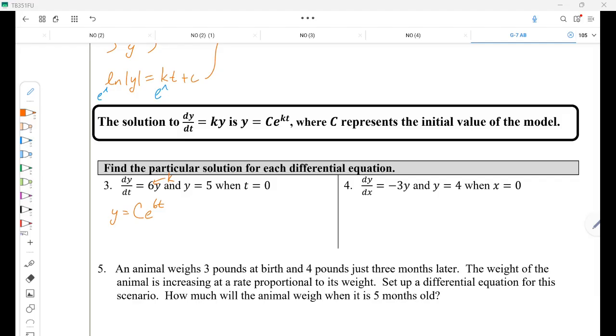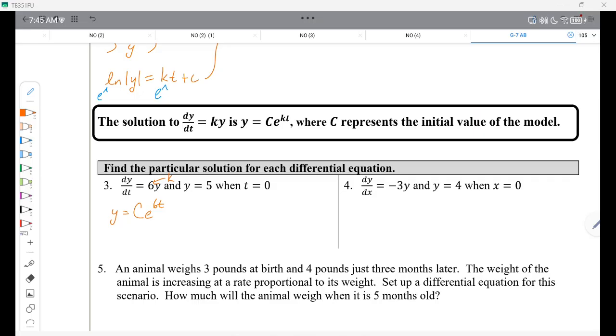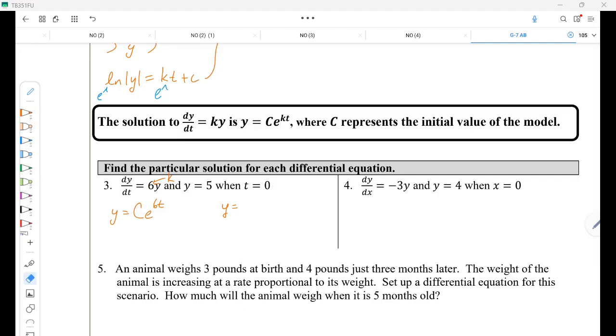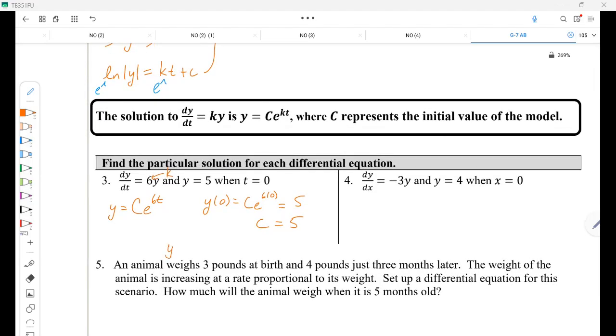And then they just gave us an initial condition. So y equals 5 when t equals 0. So y of 0 equals c e to the 6 times 0 equals 5. And then that just basically gives us capital C equals 5, because e to the 6 times 0 is 1. So our final answer here is y equals 5 e to the 6t. That represents growth because our k was positive.